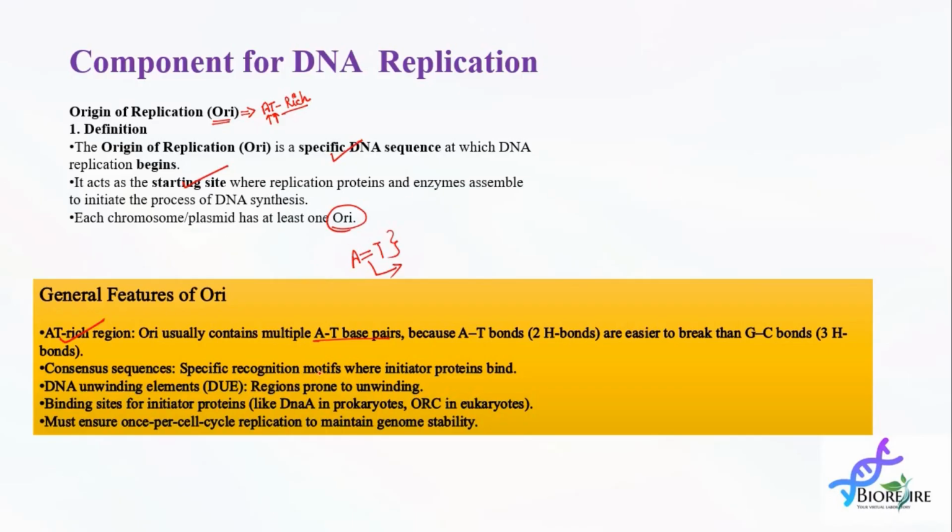Sequences means a specific recognition motif where the initiator protein will bind. In prokaryotes, this contains 13-mer or 19-mer sequences. Then there is a binding site for initiator proteins like DnaA in prokaryotes and ORC in eukaryotes. It must ensure once-per-cycle replication to maintain genomic stability. These are some general features of ORI.